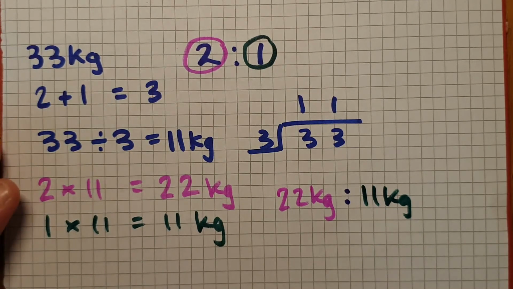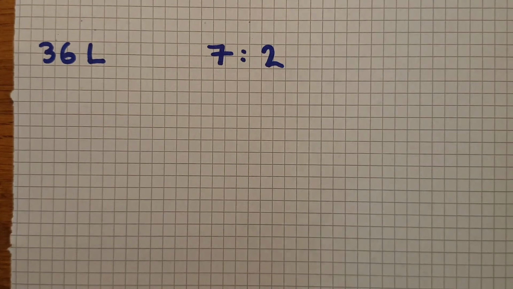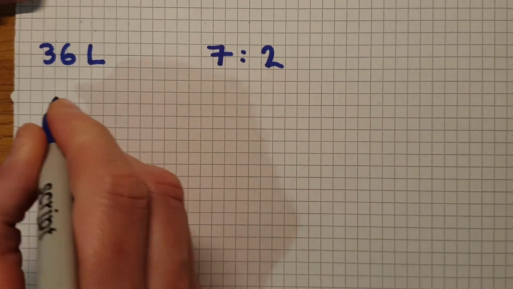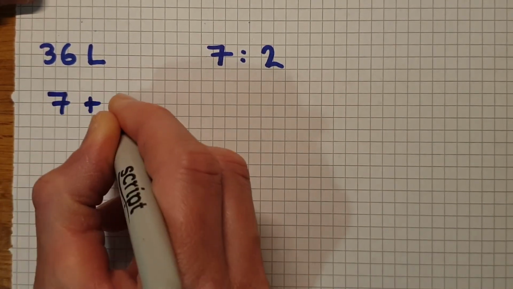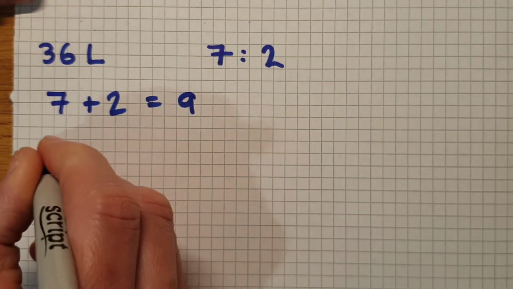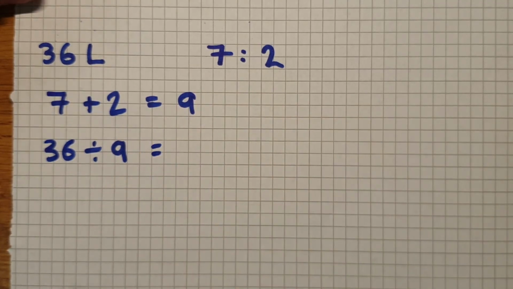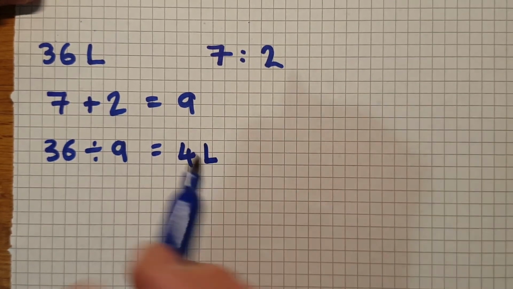And I've got one last example for you before you can go off and try your exercise yourselves. Now this time it's 36 litres and we're splitting it in a ratio of 7:2. So splitting in the ratio of 7:2, add those up first. 7 add 2 is 9. We then have to do 36 divided by 9. So that is 4, and that's going to be 4 litres.